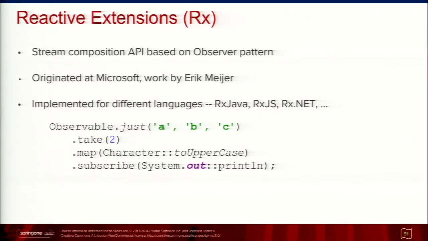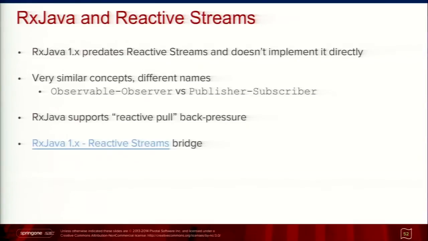What kinds of operators we have. You have RxJava at Netflix, RxJS, Rx.NET. There's a whole bunch of them, and you can see that it looks very similar. The main thing is that you have an observable and observer instead of publisher and subscriber. So that's slightly different terminology, but it's very much the same concepts.